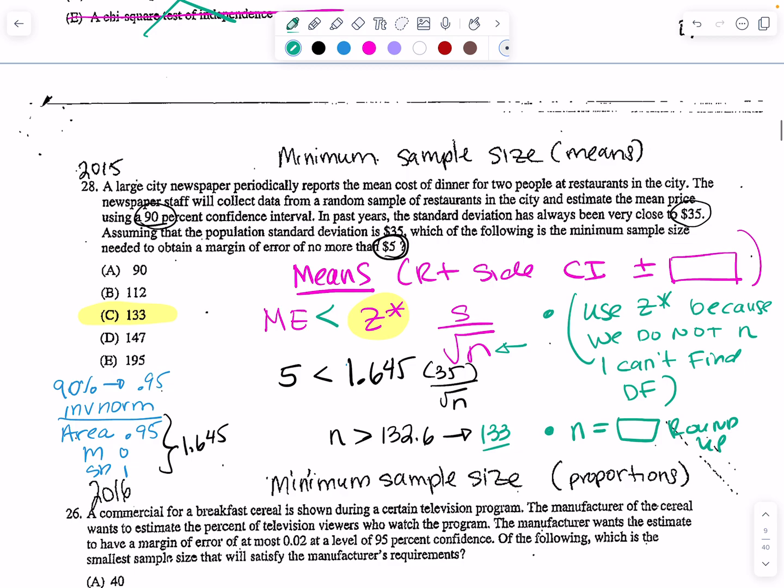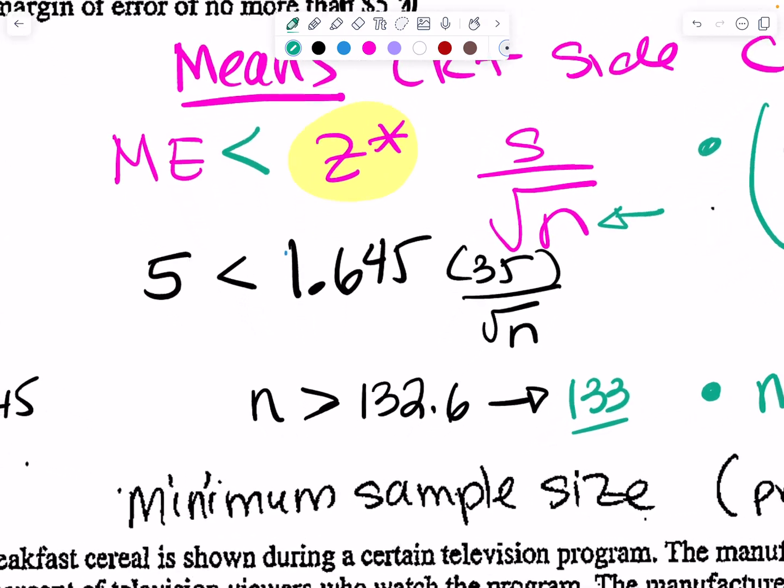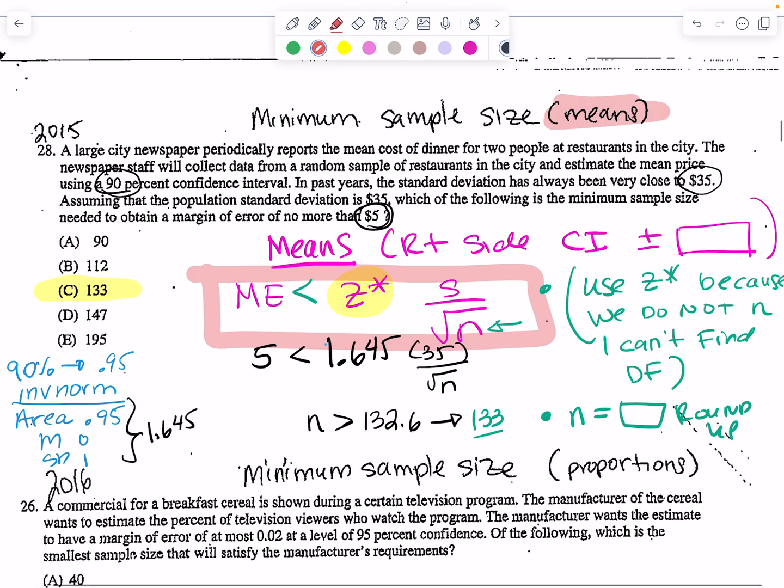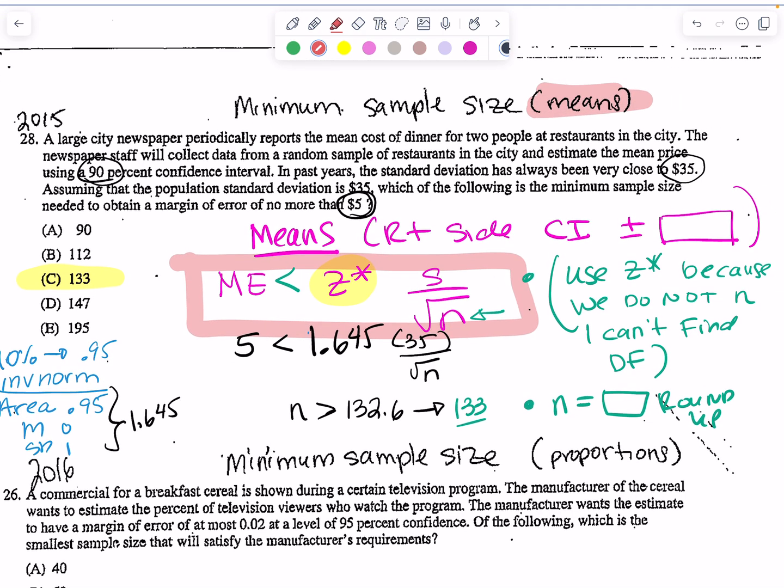Okay, last thing I'm going to talk about is minimum sample size. For minimum sample size, this here is the equation: the margin of error is equal to z star times s over square root of n. This is for means. Now, notice I don't have t star, I have z star. The reason I'm using z star instead of t star is because I don't know n. In order to find t star, I have to have degrees of freedom, and I need n to find degrees of freedom. So that's why I have to use what I've done.